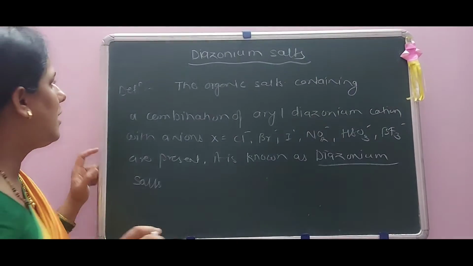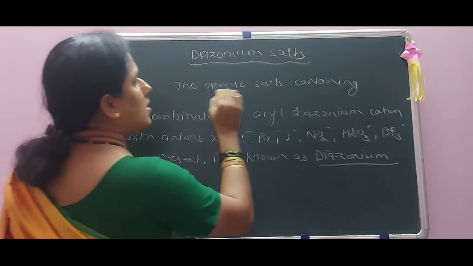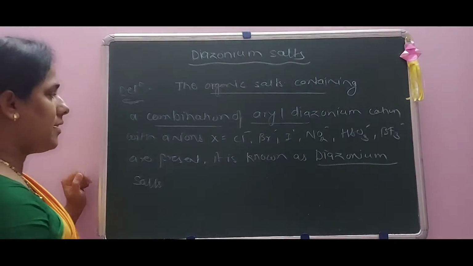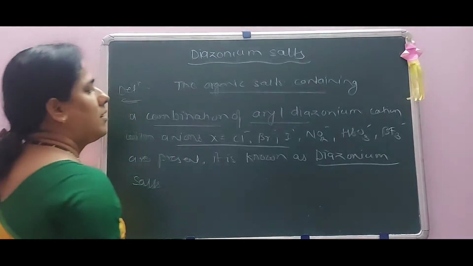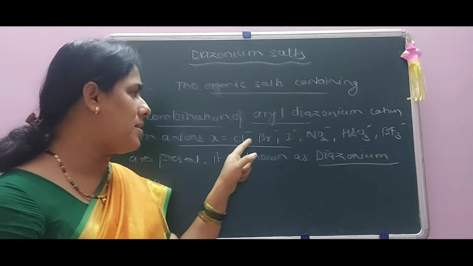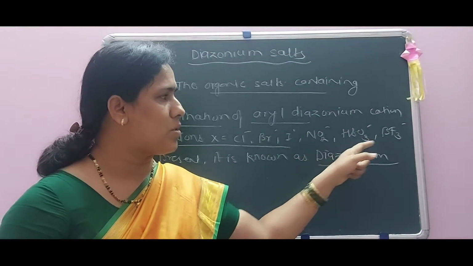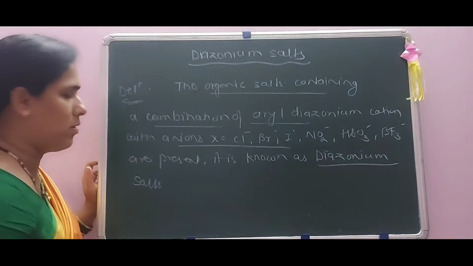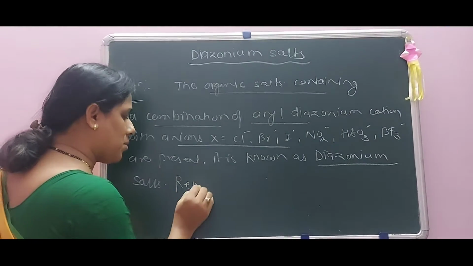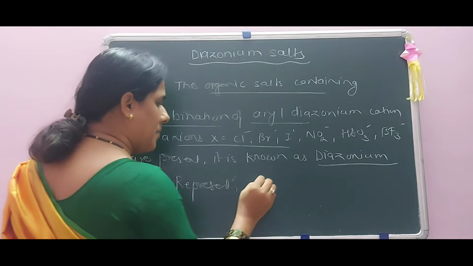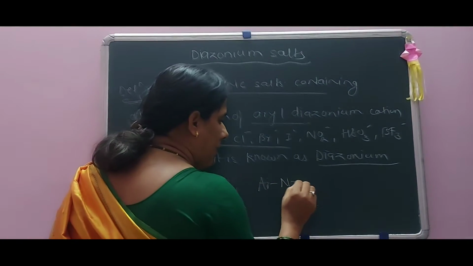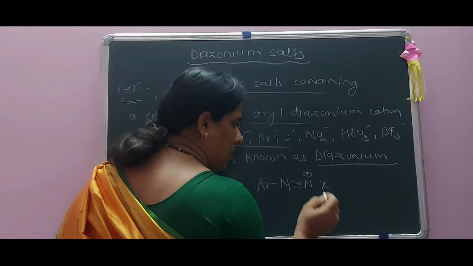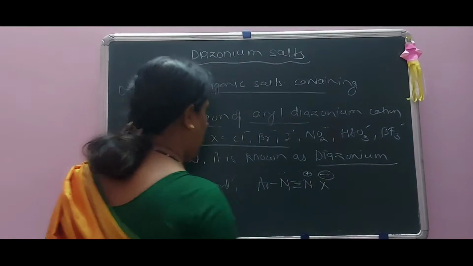Okay, got the definition here? What is the definition? Again I am repeating this. It is the organic salts which contain the combination of aryl diazonium cation with an anion, that is X is equal to Cl minus, Br minus or I minus, NO2 minus, HSO3 minus or BF4 minus as an anion. It is known as the diazonium salts. The representation of these diazonium salts is Ar triple bond N, where nitrogen carries a positive charge, with X minus.